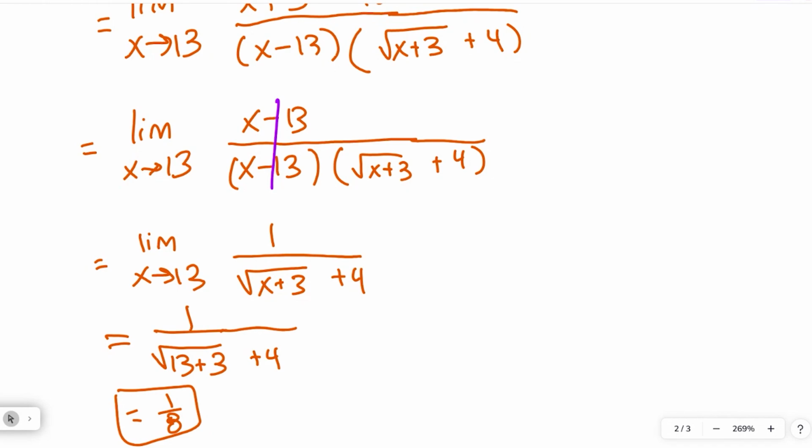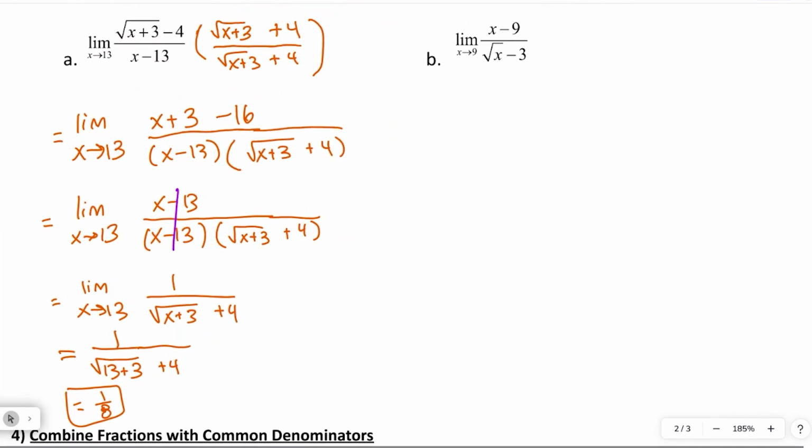And when we have a limit, you can only have one value. You'll never have a limit that takes on multiple values. All right, let's try the next one.